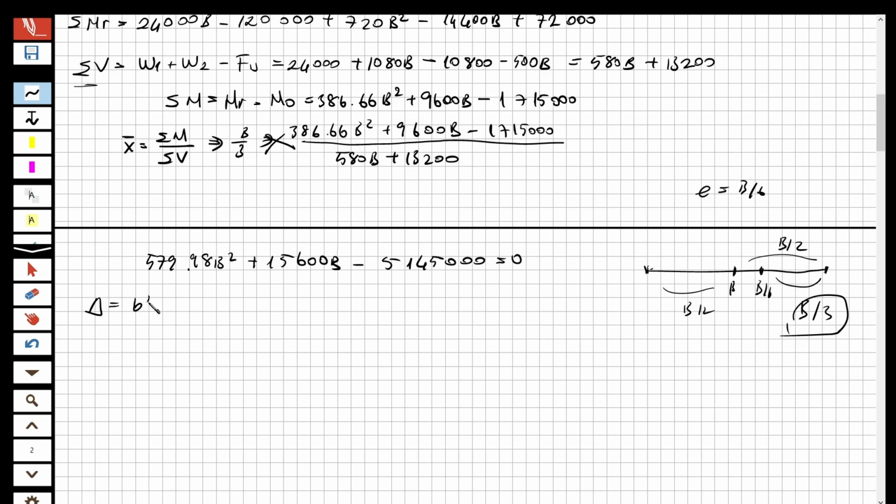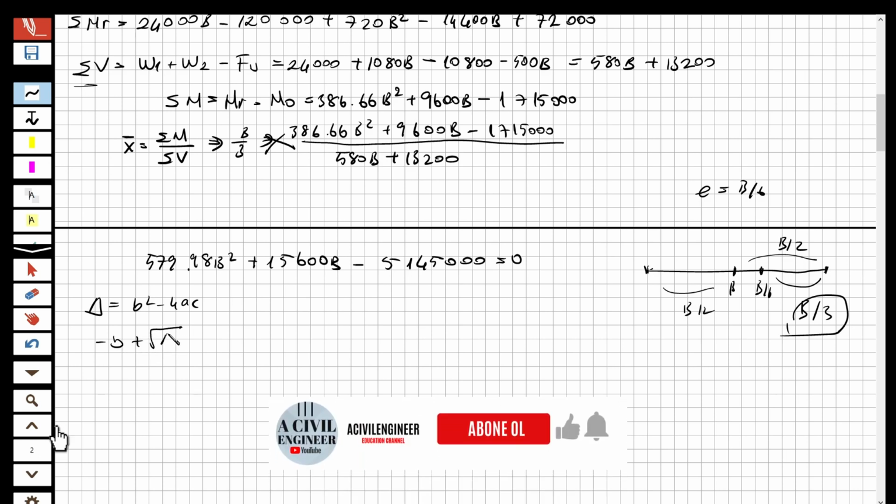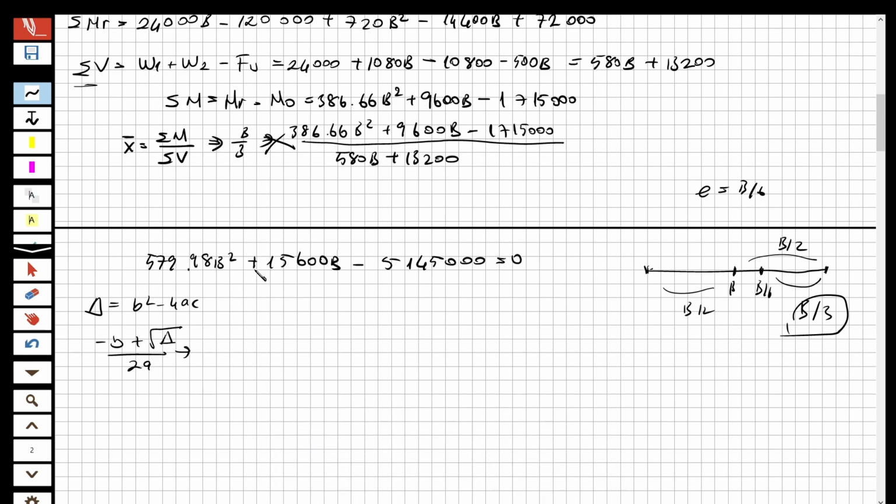When I solve this quadratic equation using the discriminant, if you remember, delta is equal to B squared minus 4AC, and the root is minus B plus the square root of delta over 2A. When I solve that, I obtain B equal to 81.74 meters. So now the question is solved.